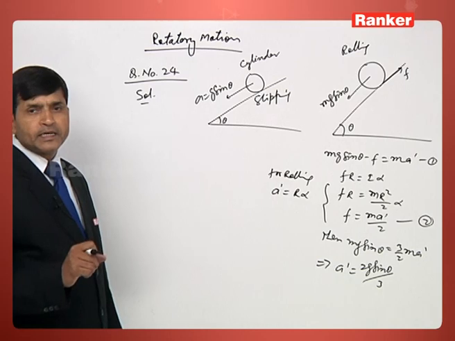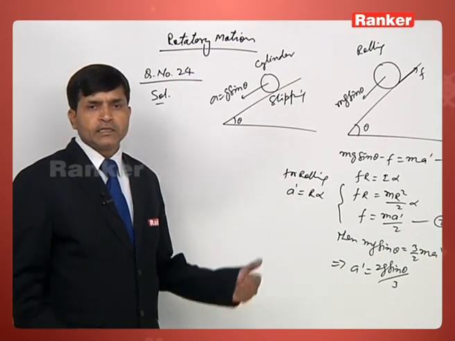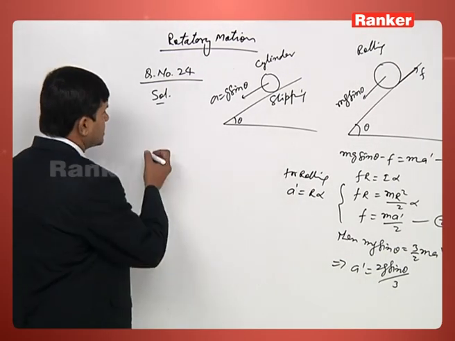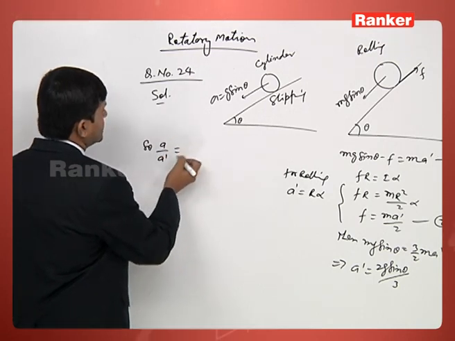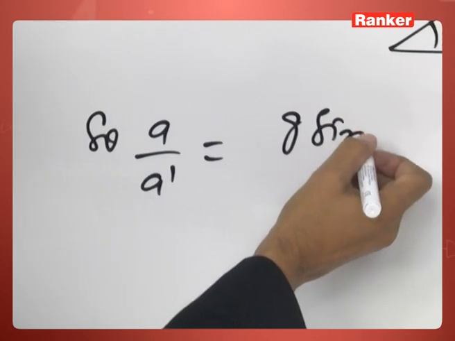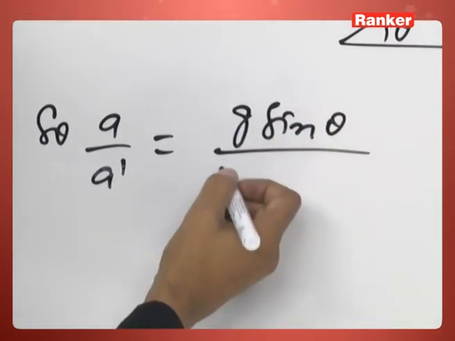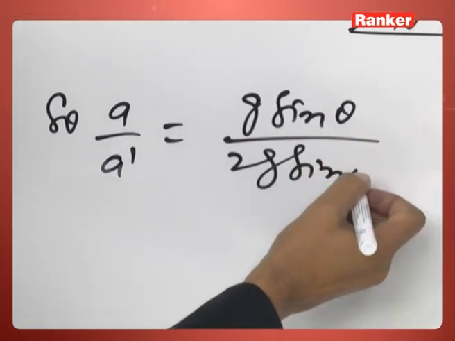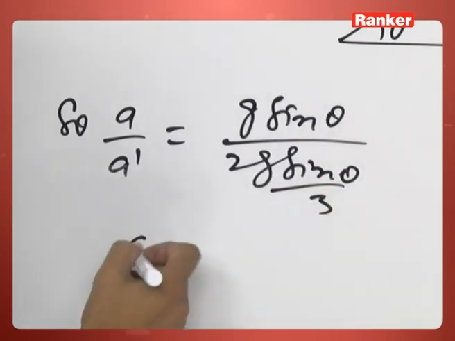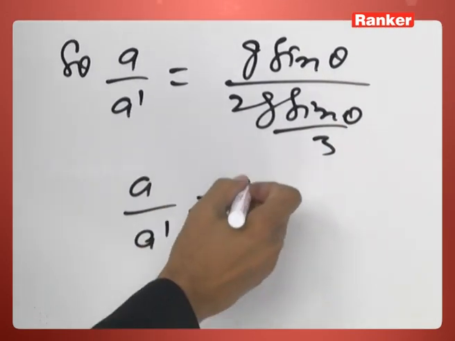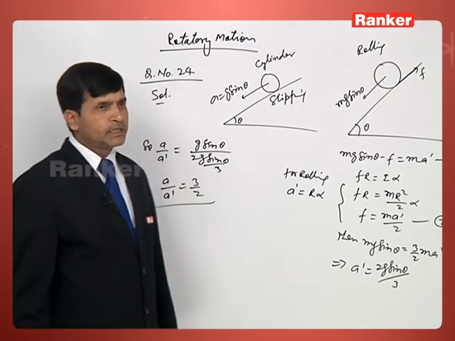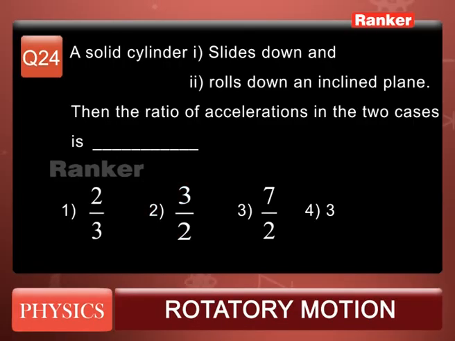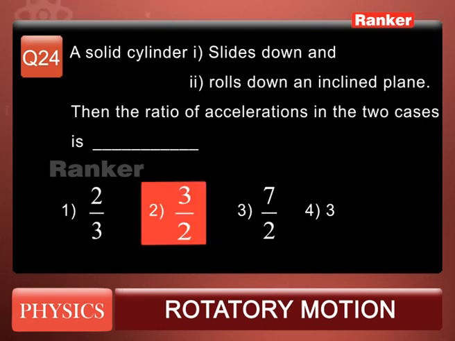So you have to find the relation between the slipping and rolling. So a by a dash is g sin theta by 2g sin theta by 3. So a by a dash will be 3 by 2. So the correct option is option number 2. So answer 2 is the correct answer.